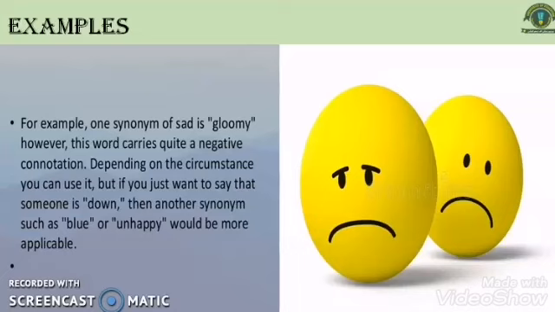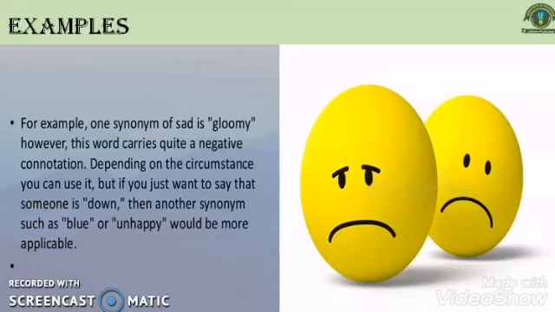Depending on the circumstances you can use it, but if you just want to say that someone is down, then another synonym such as blue or unhappy would be more applicable. So it means every word has a variety of synonyms. We can't say that one word has just one synonym. As in the previous one, I also explained to you that lexical can be rhetoric, verbal, or vocabulary. So these are all synonyms of that.